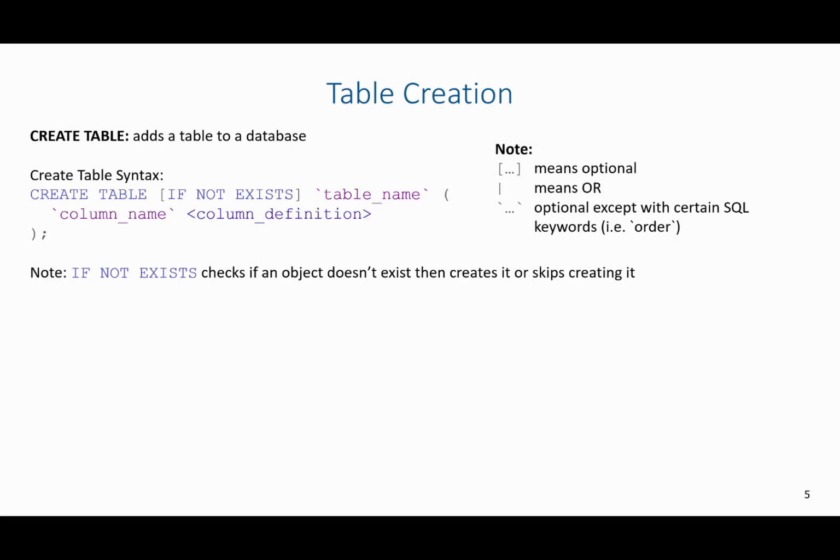In this video, we're going to go over the initial steps of creating a table in SQL. So the create table syntax looks like this. We say create table. Now, if not exists is optional, indicated by the square brackets. Don't include the square brackets if you try to use if not exists.